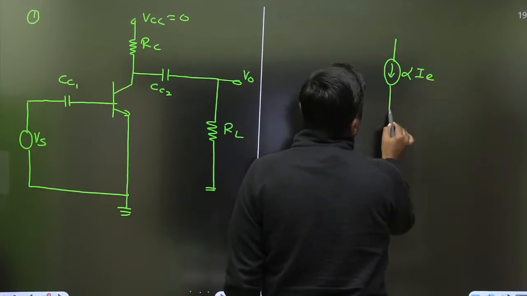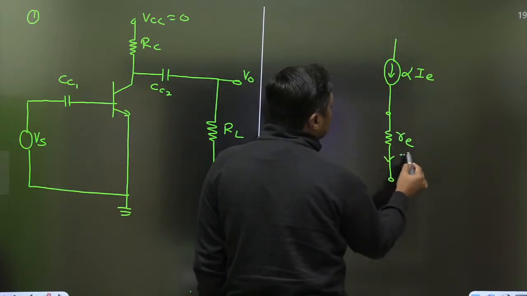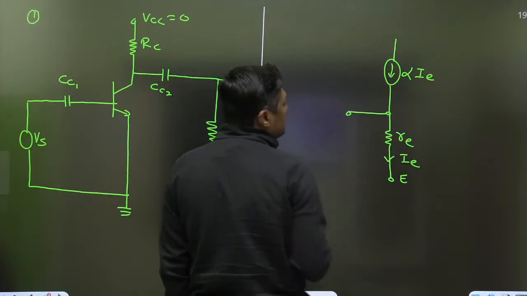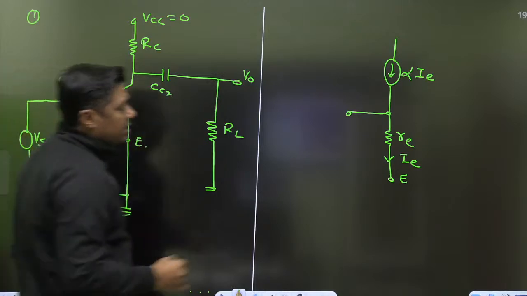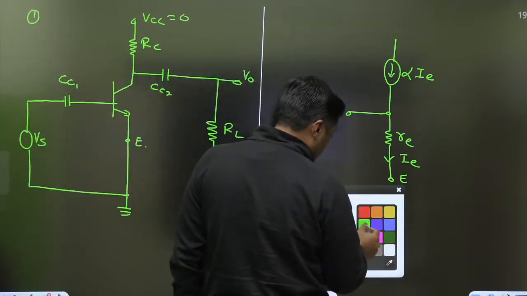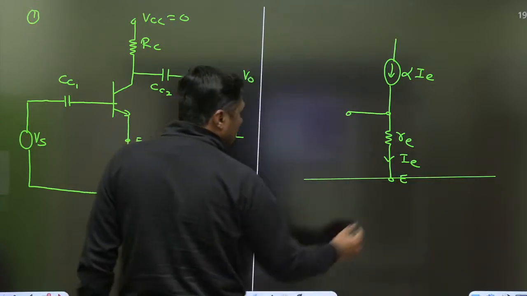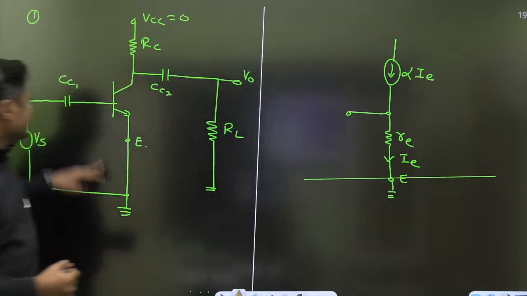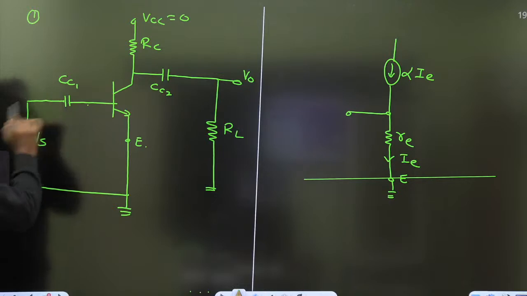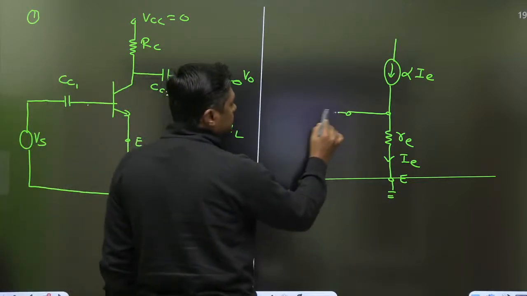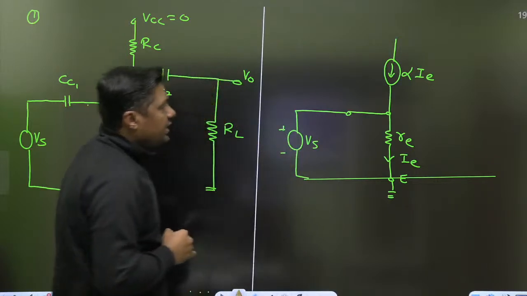Alpha I. This is the emitter terminal and this is the IE, and that is the base. Now in a small signal model, the emitter is connected to ground. This emitter is connected to ground, so this is the ground. Then from base to ground, Vs is connected. This capacitor will act as a short circuit. First question, Vs is connected.